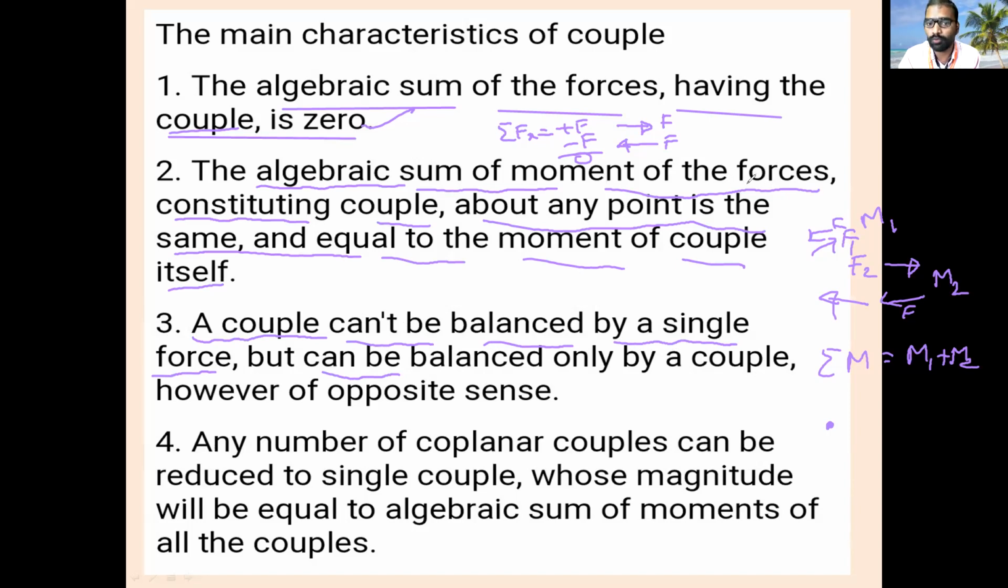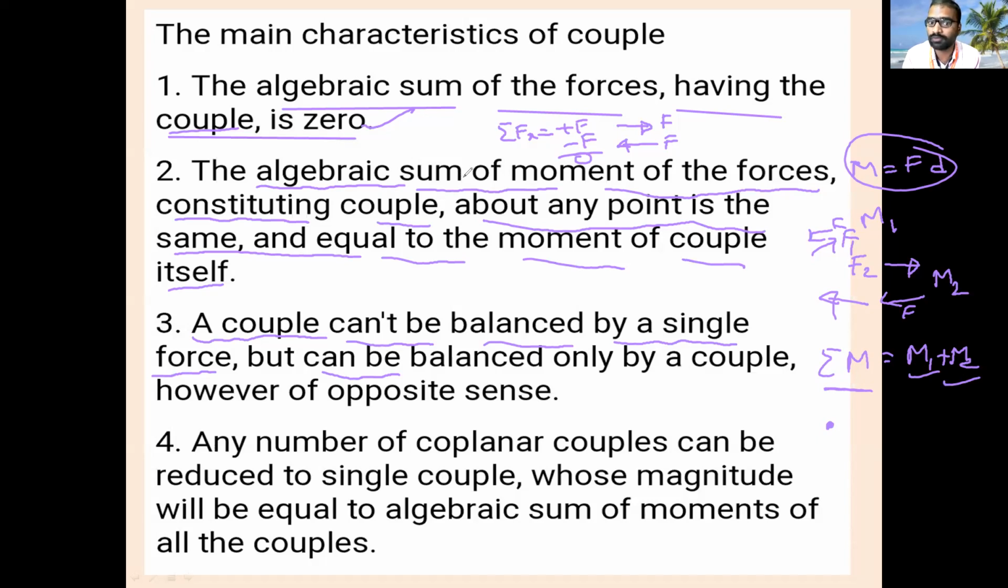The algebraic sum of the moment of the forces constituting a couple. Algebraic sum of moment means what? Tell me, moment means what? Force into distance. Correct. This is one moment. Algebraic sum means what? Sigma M. Summation of M means what? Algebraic sum of all the moments. Correct. That is sigma 1 plus sigma 2. This is about any point.